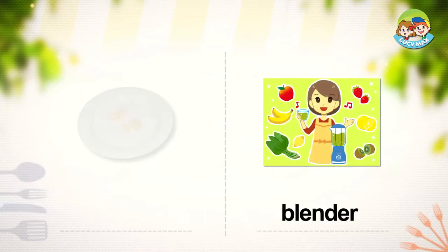Blender. The machine in front of the woman is a blender. We use it to make fruit or vegetables into liquid. You see some fruits and vegetables in the picture. The woman will make juice with the food.